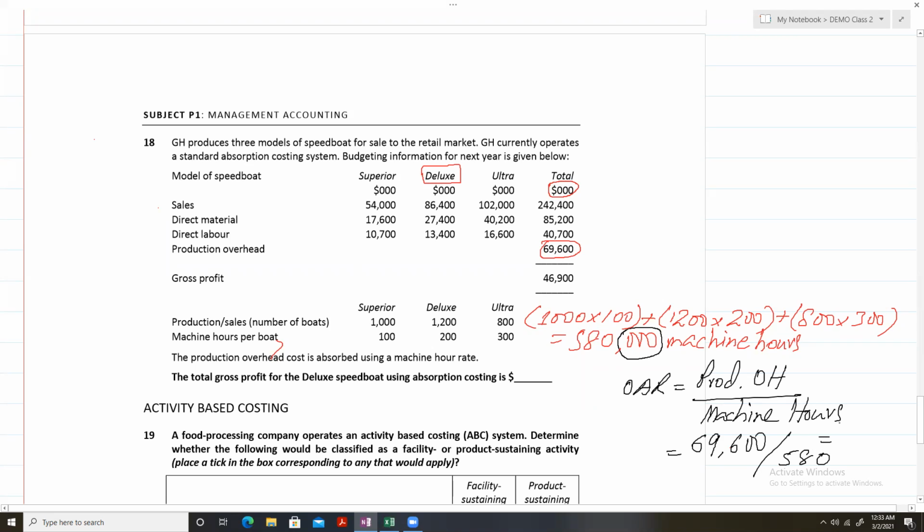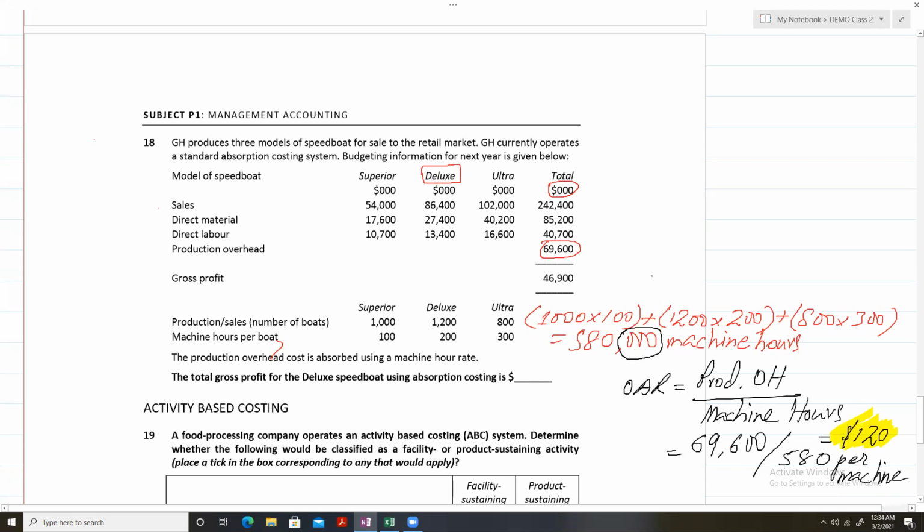So the overhead absorption rate, how much is it? The overhead absorption rate that we will get is $120 per machine hour. This means overheads are absorbed on the basis of machine hours. For each machine hour that deluxe takes, we will add $120 of production overhead for that one machine hour.